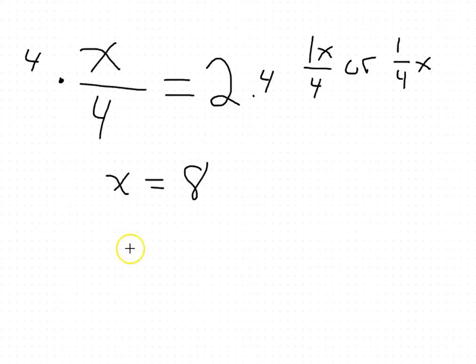We can check this by using substitution. 8 divided by 4 equals 2. Let's check. 8 divided by 4 is 2. Yes, 2 is equal to 2. Good job.